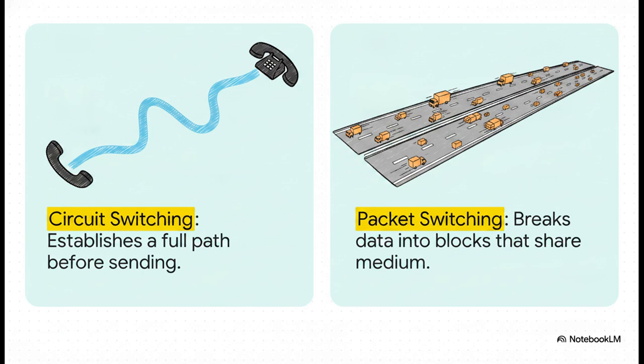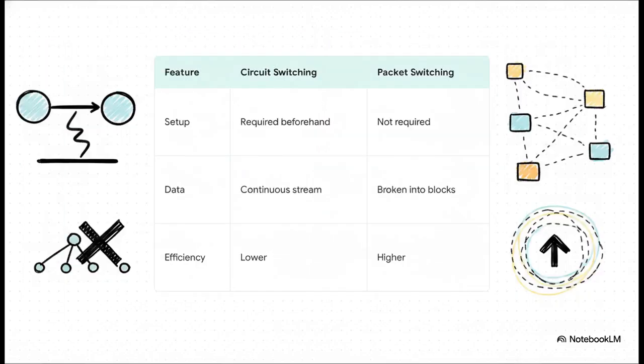Packet switching, however, is the modern Internet's method. It groups all the transmitted data into suitably sized blocks, or packets. Instead of a private road, imagine chopping your data into tiny delivery trucks that just share the public highway with everyone else's packets all at the same time. When you lay them out side by side, the operational differences are pretty stark.